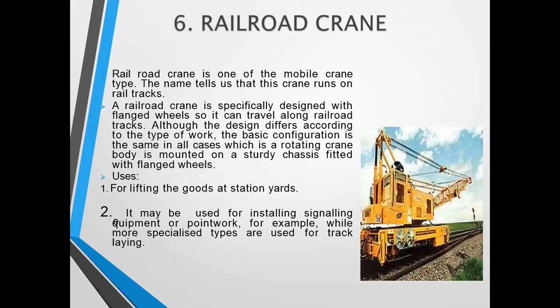The next type of crane is the railroad crane. A railroad crane has flanged wheels for use on railroads. The simplest form is a crane mounted on a railroad car. More capable devices are purpose-built.